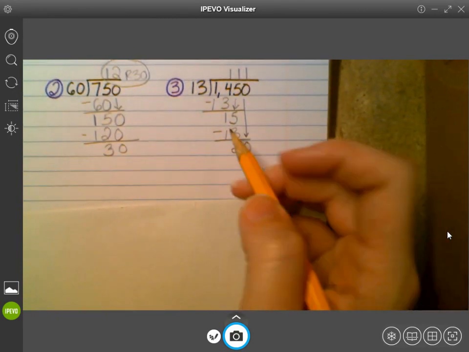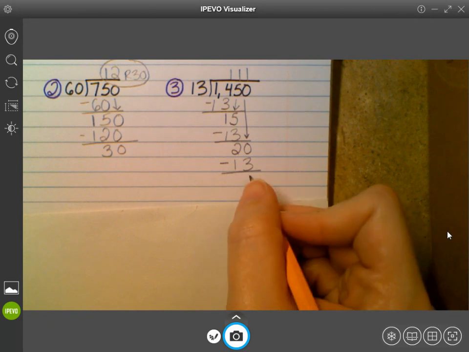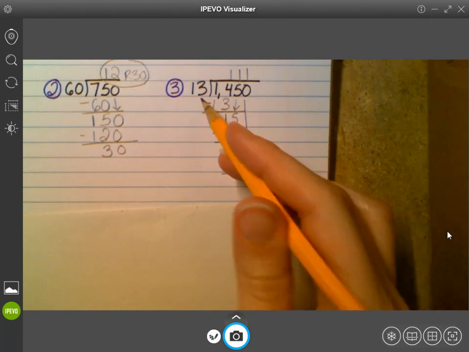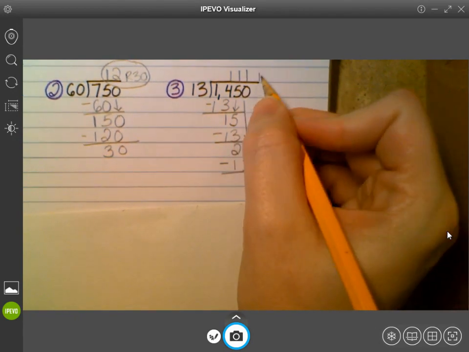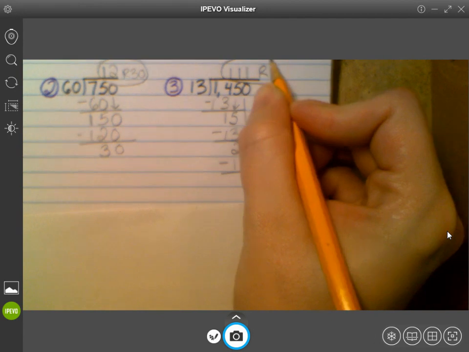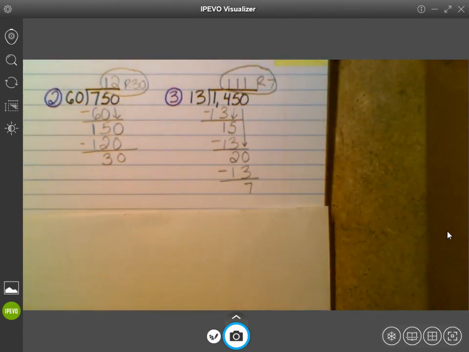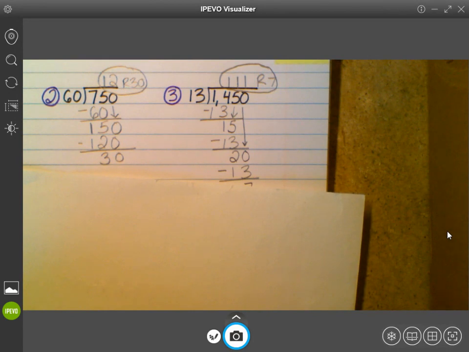13 times 1 is 13, so we would subtract our 13. 20 minus 13 gets us 7. Can 13 go into 7, you guys? No, so that is our remainder. Remainder 7. So our answer is 111, remainder 7. Show me, how did you do on this one? Awesome. Go put your hands down.